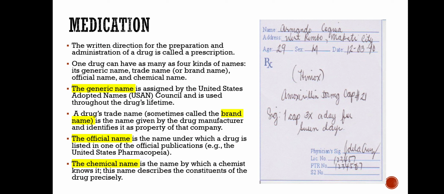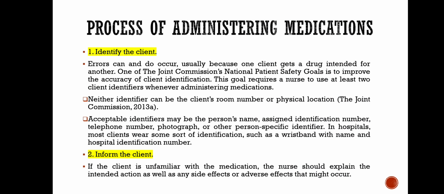Pag sabihin naman nating official name, it is the name under which a drug is listed in one of the official publications such as the United States Pharmacopoeia. And for the chemical name, it is the name by which a chemist knows it. This name describes the constituents of the drug precisely. Okay? So, yun yung pinagkakaiba ng 4 na names. Pero, pareho lang yun. It is a drug name.